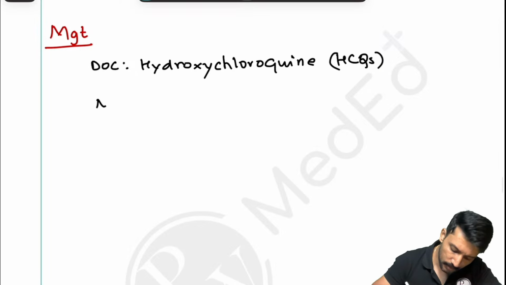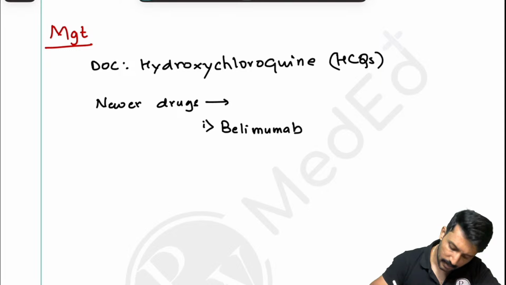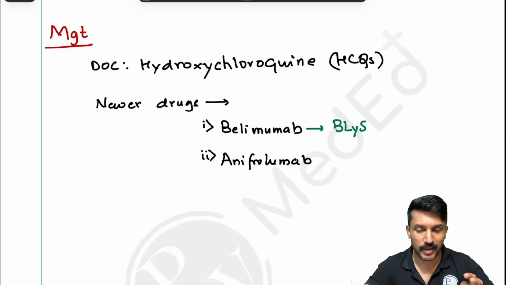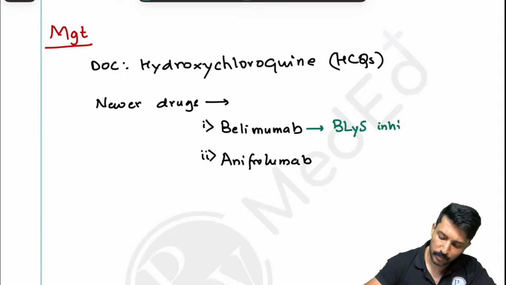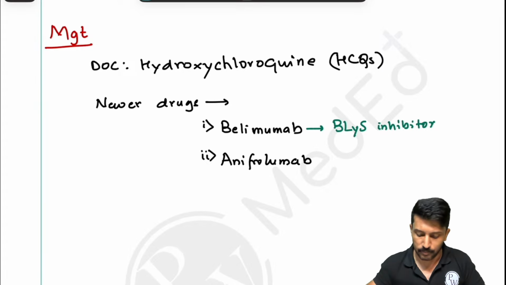There are a few new drugs that I want you to remember, the newer drugs that are used for treatment of SLE. The first one I want you to remember is belimumab. And the second one is the new drug called anifrolumab. Belimumab is a B lymphocyte stimulator, BLyS inhibitor. So it inhibits the B lymphocytes. All these antibodies are produced by B lymphocytes. So if I inhibit them, antibody production comes down, the disease activity comes down.